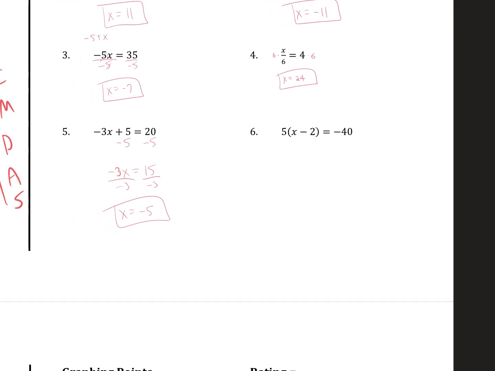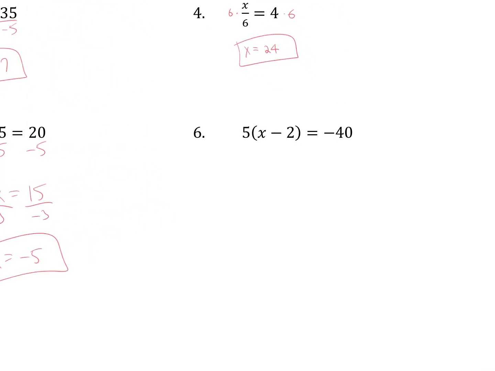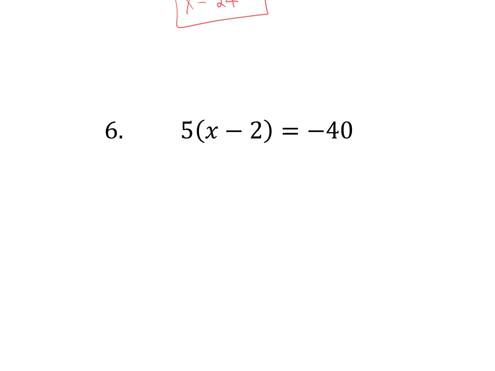All right, how about number 6? Anything to distribute here? Yep, we're going to do 5 times x, which is 5x, and 5 times negative 2 is negative 10, equals negative 40.